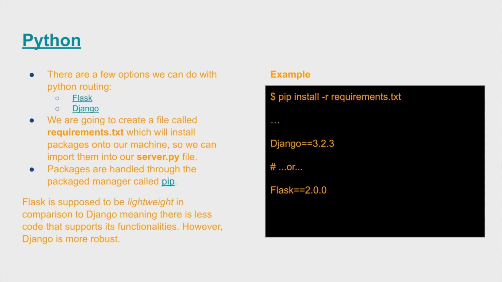Flask is typically more lightweight than Django, meaning there's less code that supports the functionalities. However, Django is more robust, so it just depends on what you're looking for. If you're looking for something lightweight that just serves up simple web pages and simple API architectures, Flask is totally fine. But if you're looking to do something way more complex and robust that handles a lot more, Django is probably a better option for you.